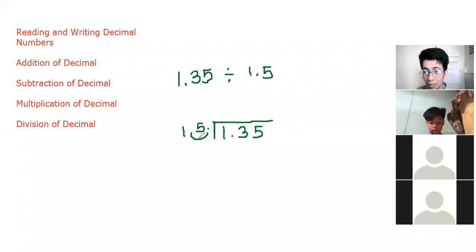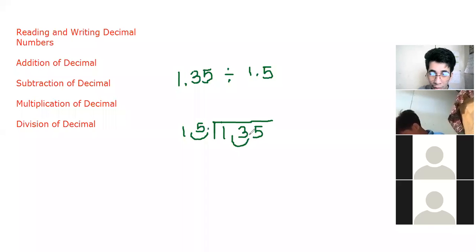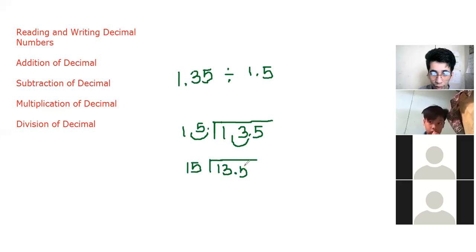Kung nag-move tayo ng decimal dito sa ating divisor, mag-move din tayo ng decimal sa ating dividend. Kung ilang move tayo dito sa divisor, ganyan din sa ating dividend. So, kung nag-isang move tayo, move din natin ang isang decimal natin dito. So, ang decimal natin nasa gitna na ni 3 at 5. Rewrite natin, magkakaroon tayo ng 15. Then, dito naman is 13.5. So, minove natin.